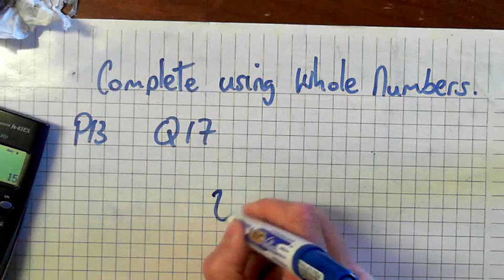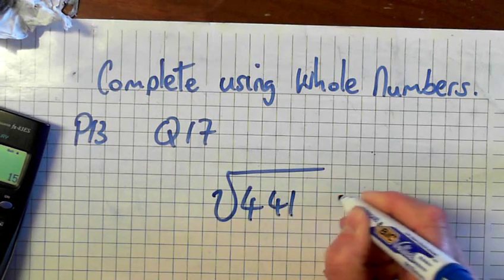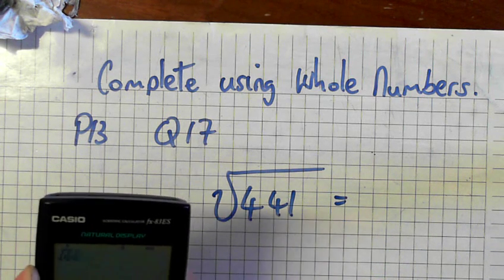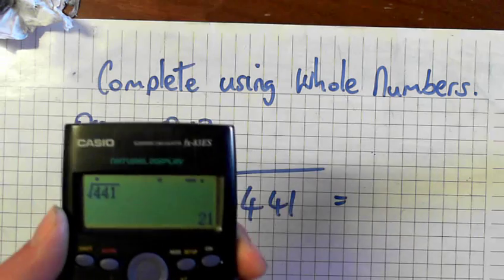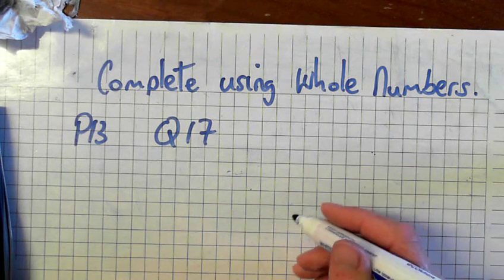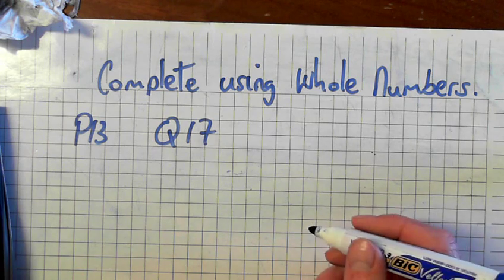And another example, square root of 441. The square root of 441 is 21. Alright. Right, there's another example, and so on.